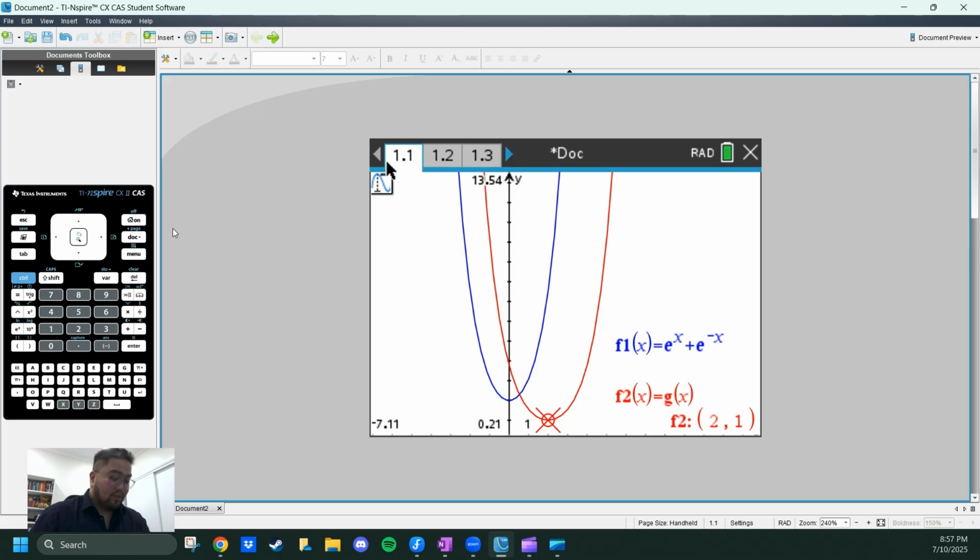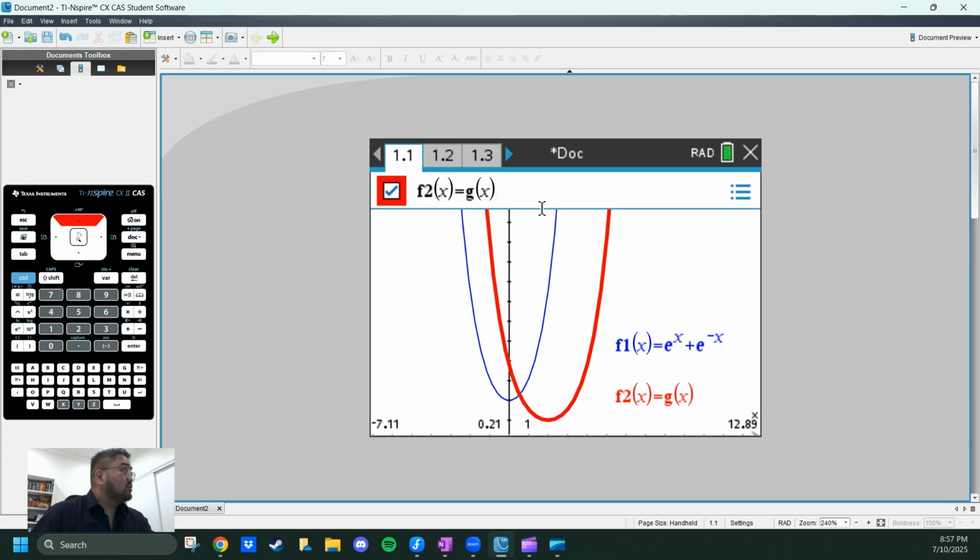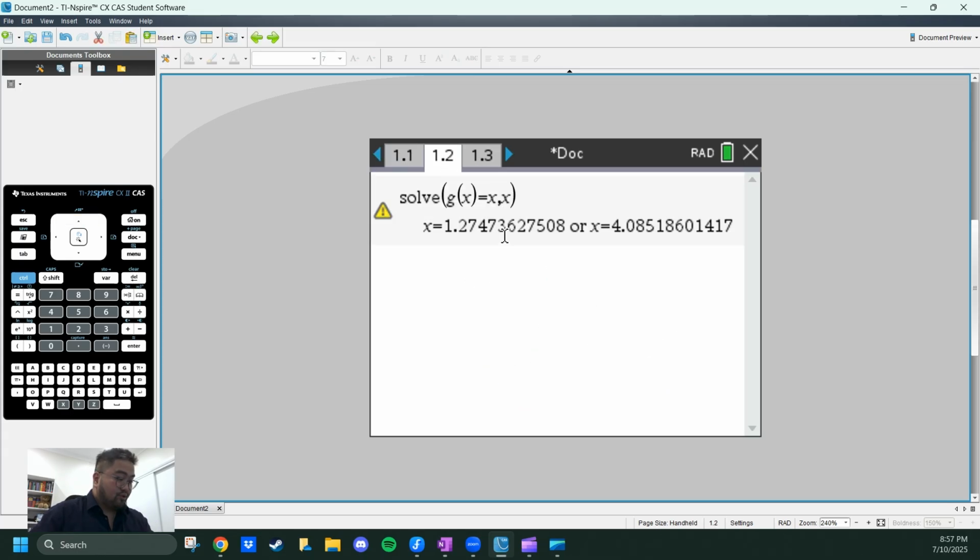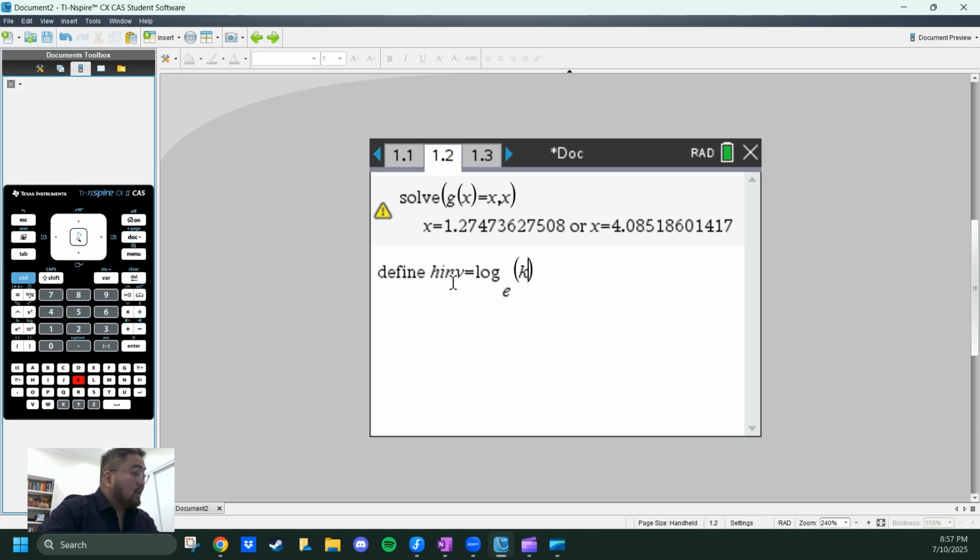So what we should do is, on our graph here, I'm going to turn these off and I'm going to define, say, H inverse, just because I want to make sure that it's the inverse that's defined, as equal to log e of k over 2 plus a half square root of k squared times x squared minus 4 plus k.